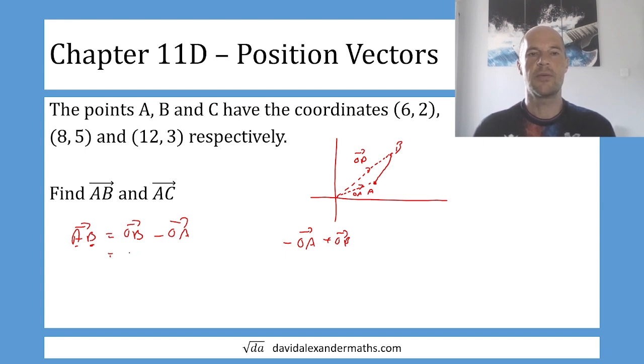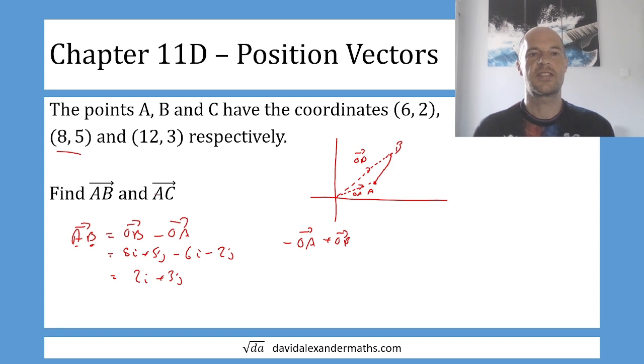So OB we know is 8i plus 5j, and we are subtracting OA, which is minus 6i minus 2j. So therefore 8 take away 6 is 2i, 5 take away 2 is plus 3j. But to be honest, when you think about it logically, to go from 6 to 8, that is going to be the plus 2i, and to go from 2 to 5, you're adding the 3j.